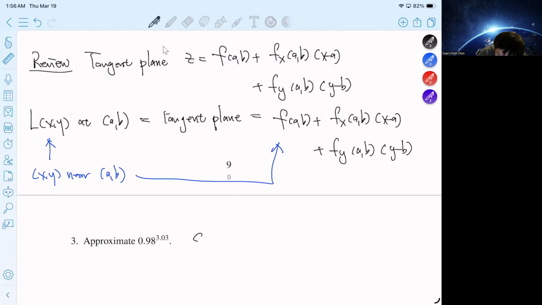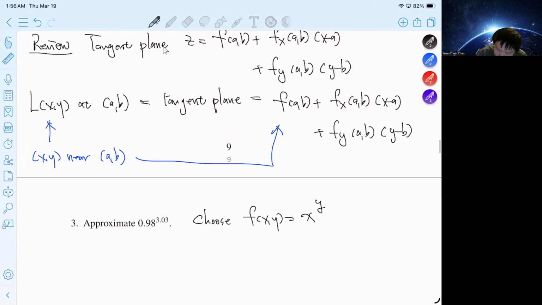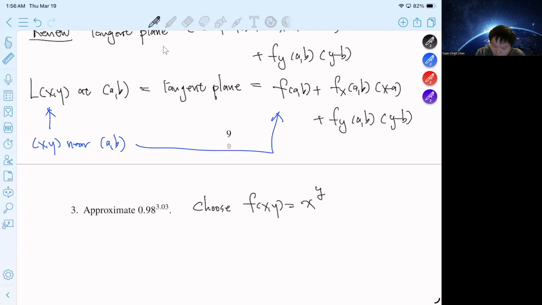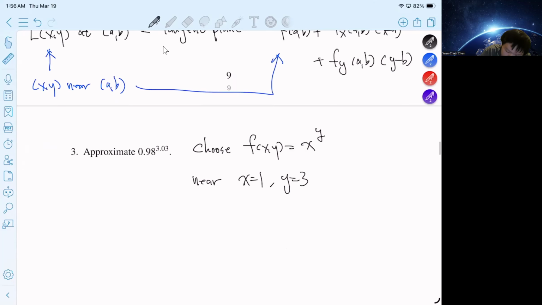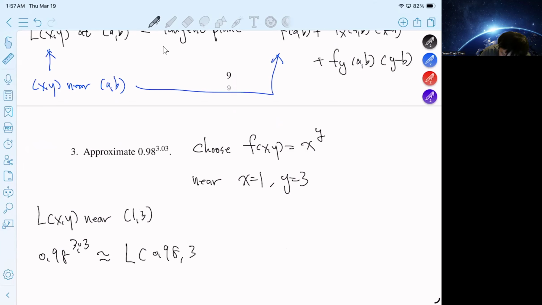In this case, we choose f(x,y) equals x to the power y. With 0.98 and 3.03, we know that this is near x equals 1 and y equals 3. So we need to find L(x,y) at (1,3). Our goal is to approximate 0.98 to the power 3.03 with L(0.98, 3.03).